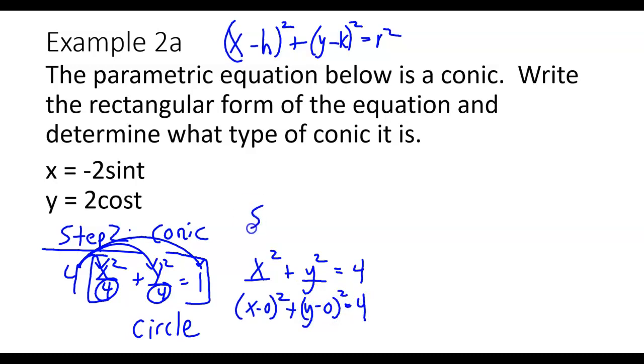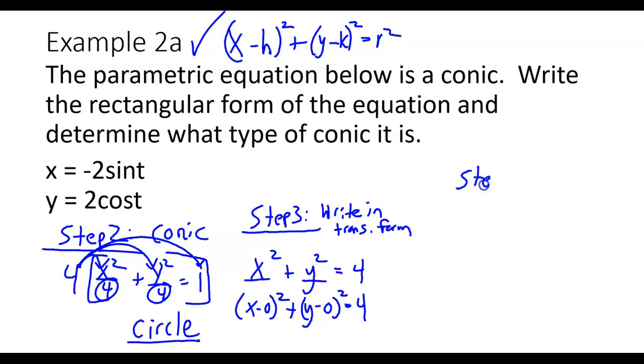Okay, so step 3 is to write it in transformational form. Once you've identified what kind of conic it is, you need to make the equation that you have look like the appropriate format. The reason we need to do that is because when we get to step 4, which is graphing, you need it in transformational form to get it graphed right.